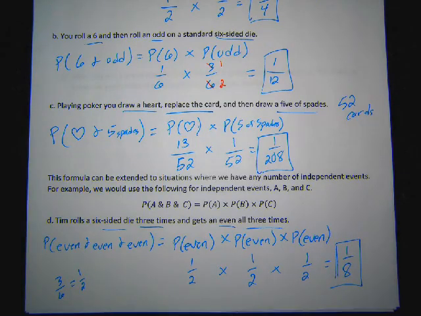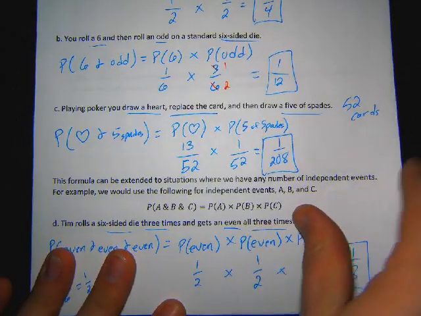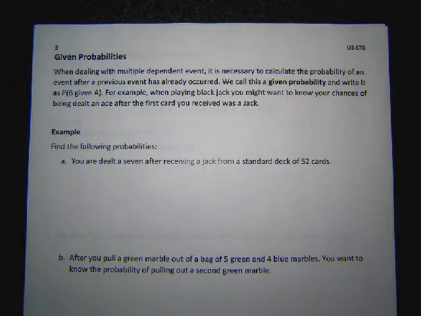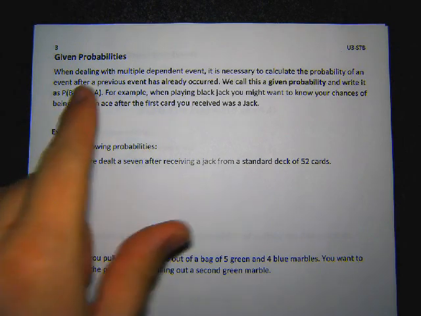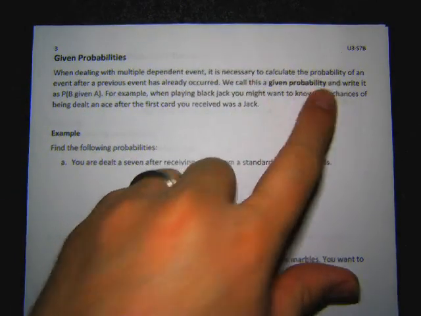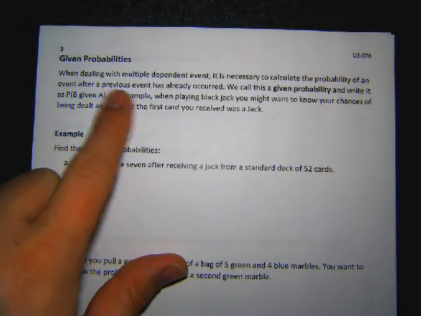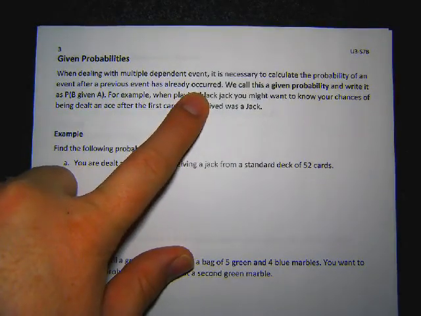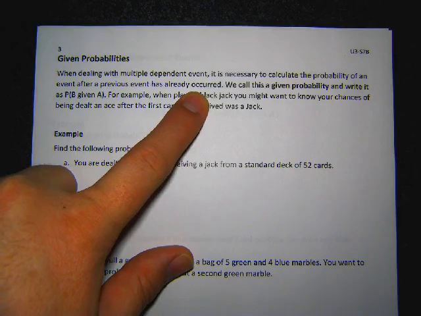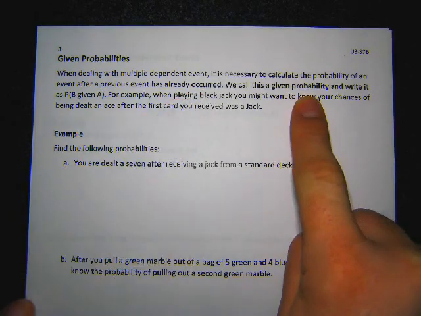Now we want to step into next going to dependent. But before I can get really into just the formula and calculate dependent, we talk about what's called given probabilities. So with dependent probabilities, the second probability will depend on what happens on the first probability. We call that a given probability. So when dealing with multiple events, it's necessary to calculate the probability of an event after a previous event has already occurred. So something already happened, changing the probability.